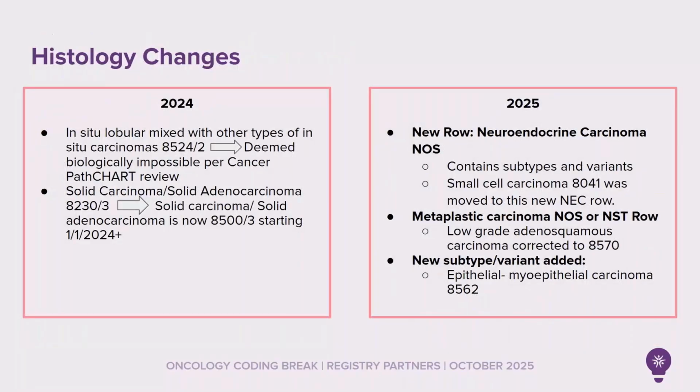There were some histology changes in the breast solid tumor rules for version 24 that began with cases diagnosed 1/1/2024 forward. The in situ lobular mixed with other types of in situ carcinoma, previously coded to 8524/2, has been deemed biologically impossible per cancer path chart review. And the solid carcinoma or solid adenocarcinoma, previously 8230, will now be assigned as 8500/3.